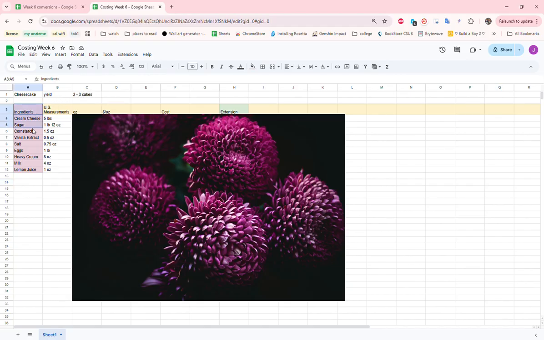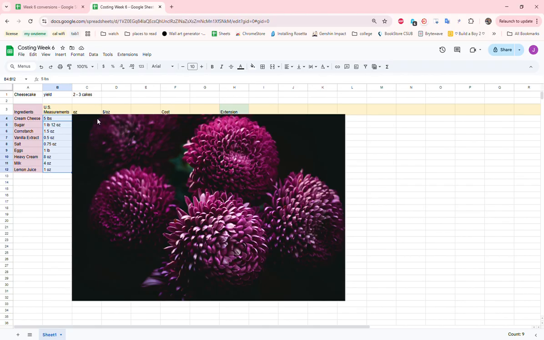These are our ingredients as always in the first column: cream cheese, sugar, cornstarch, vanilla extract, salt, eggs, heavy cream, milk, and lemon juice. We have our US measurements inside the packet: 5 pounds, 1 pound 12 ounces, 1.5 ounces, 0.5 ounces, 0.75 ounces, 1 pound, 8 ounces, 4 ounces, 1 ounce.